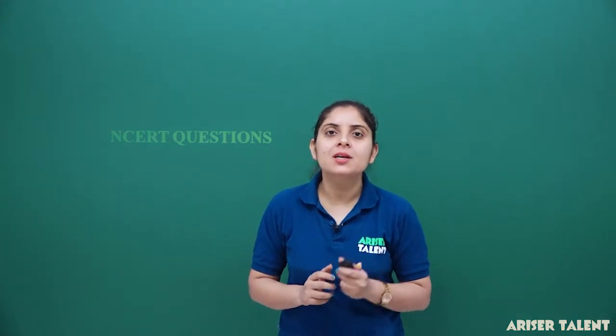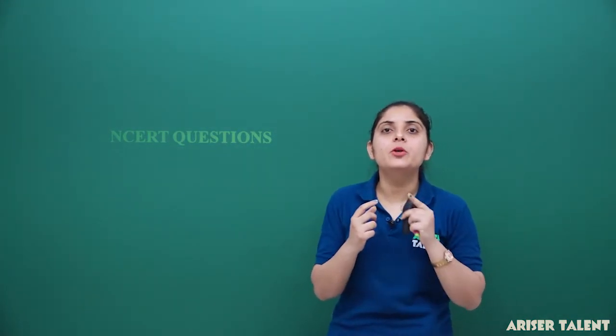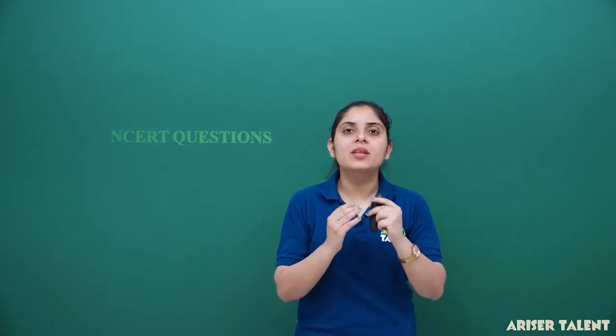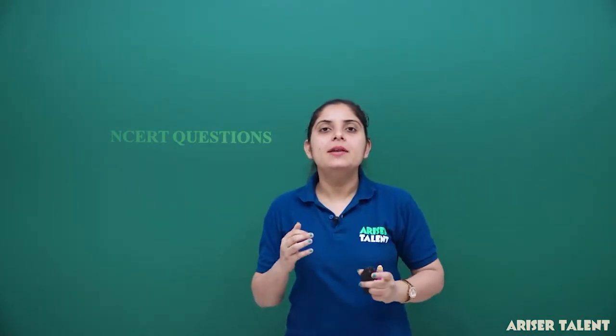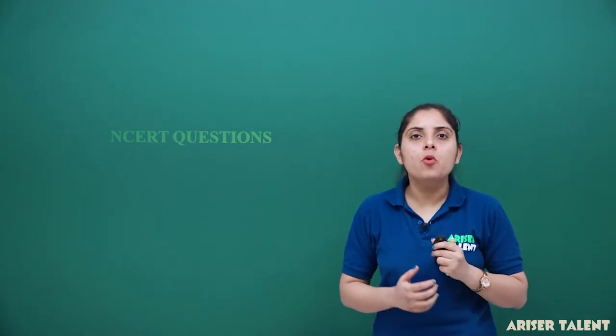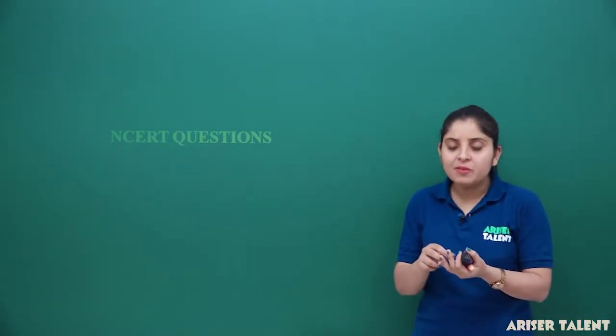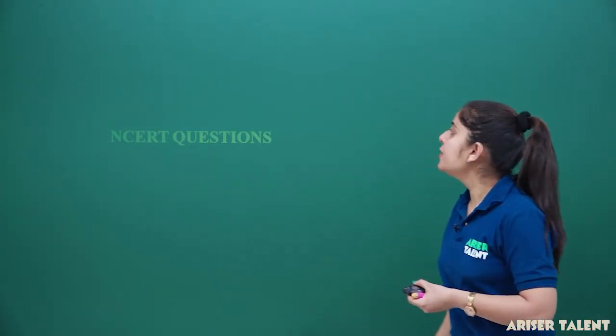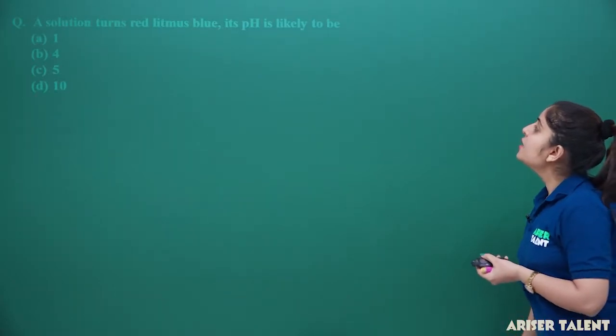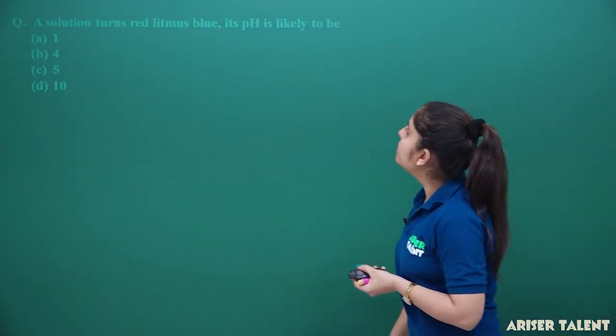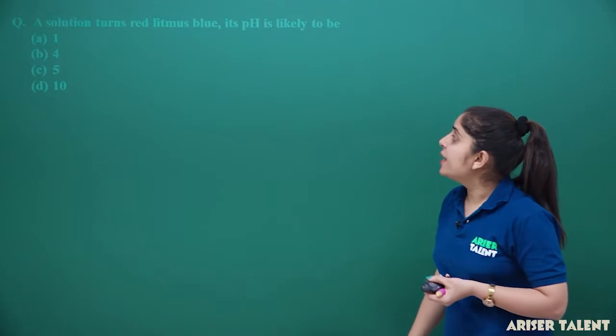In our previous lecture, we discussed some of the competitive exam questions that are important from chapter number 2 of Chemistry Class 10th, that is Acid, Base and Salt. Now we are going to discuss some more questions which are important from your board exam point of view, that is your NCERT questions. Our first question is: a solution turns red litmus blue, its pH is likely to be.